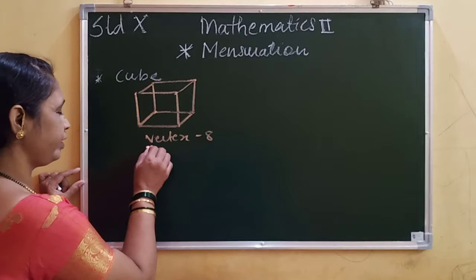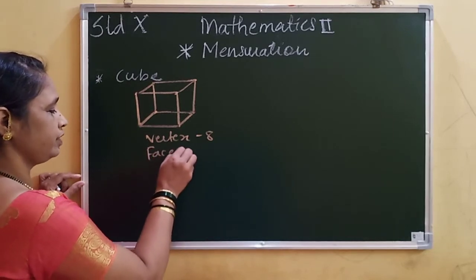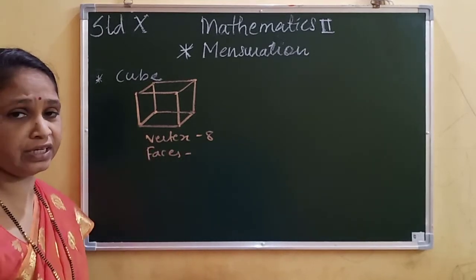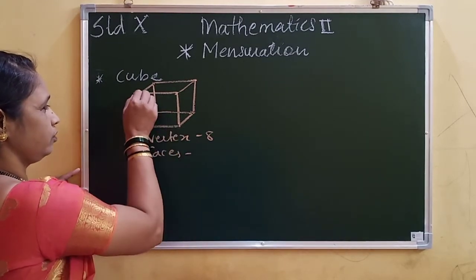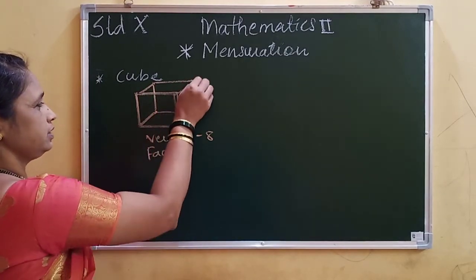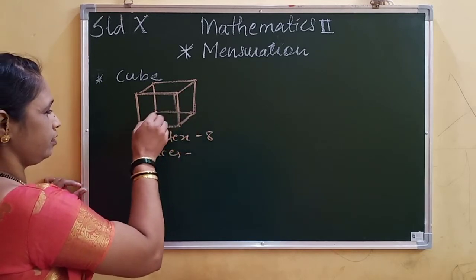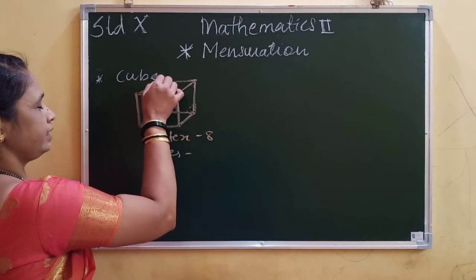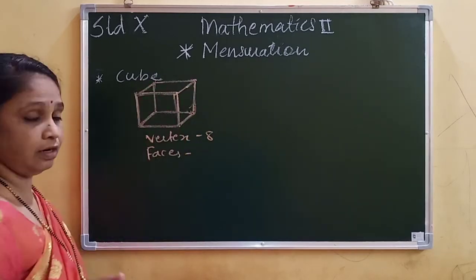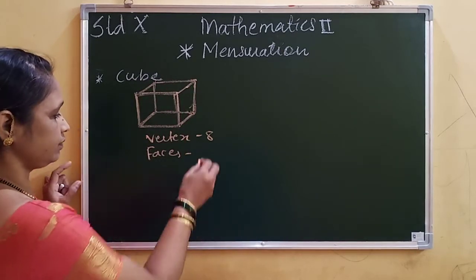And faces. How many faces does a cube have? Faces means the surface areas. This is the first face, this second, third, fourth, fifth, and this one is the sixth. A cube has 6 faces.